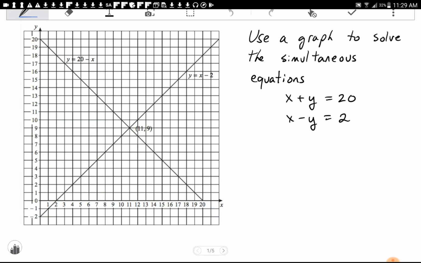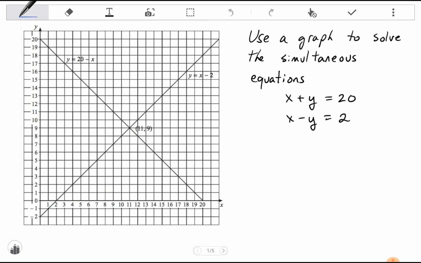Simultaneous equations. All right, let's use a graph to solve the simultaneous equations here. x plus y equals 20 and x minus y equals 2. So we'll do this one graphically and then we'll do it algebraically.